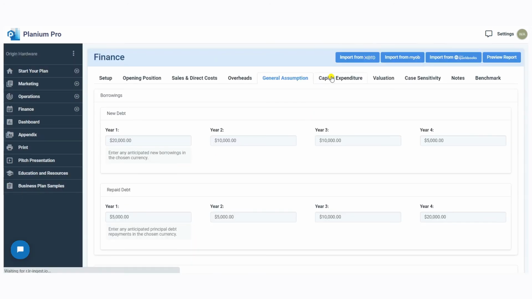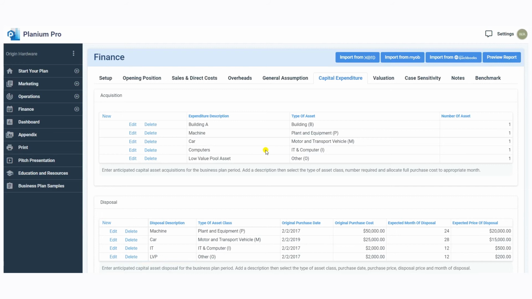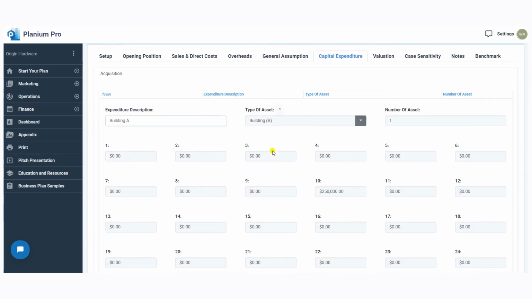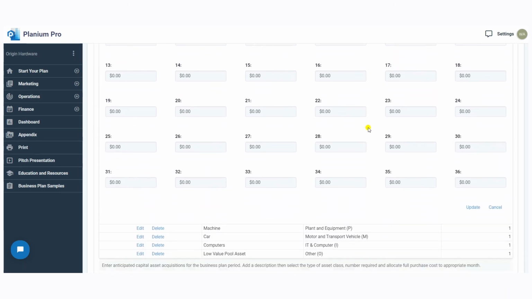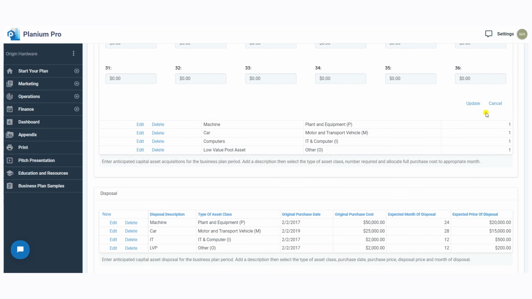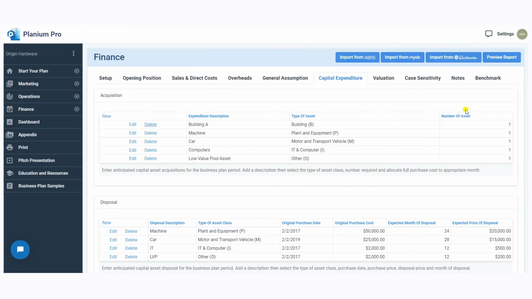Capital expenditure are funds used by a company to acquire or upgrade physical assets such as property, buildings, or equipment. In the acquisition section, enter all the anticipated capital asset acquisitions for the business plan period with a description, then select the type of asset class, number required, and allocate full purchase costs to appropriate month. Same applies for the assets that your business intends to dispose of for the business plan period.